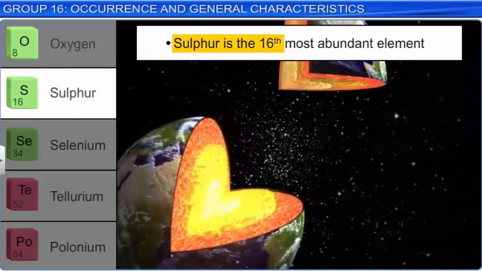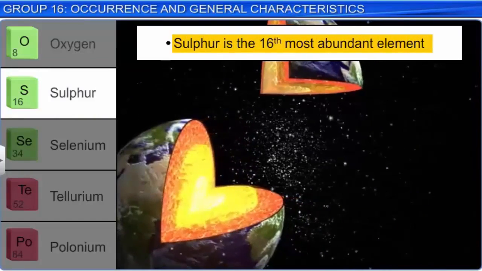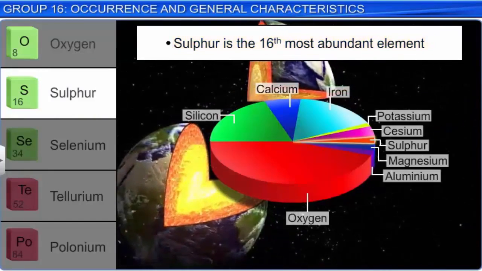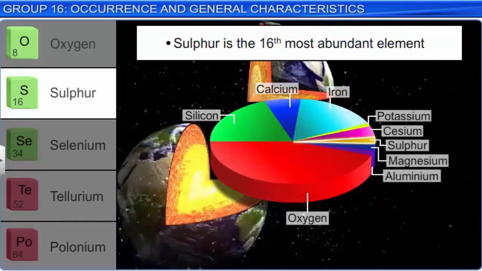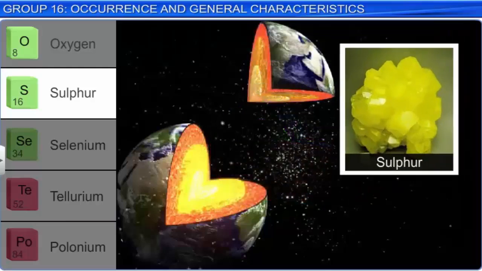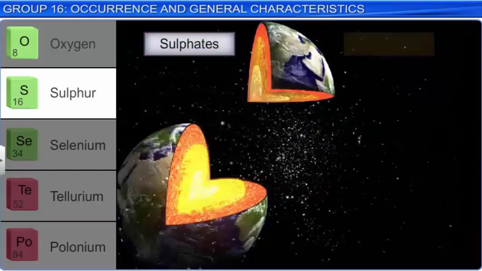Sulfur is the 16th most abundant element and constitutes about 0.034% by weight of the Earth's crust. In its combined form, sulfur is found in ores in the form of sulfates and sulfides.